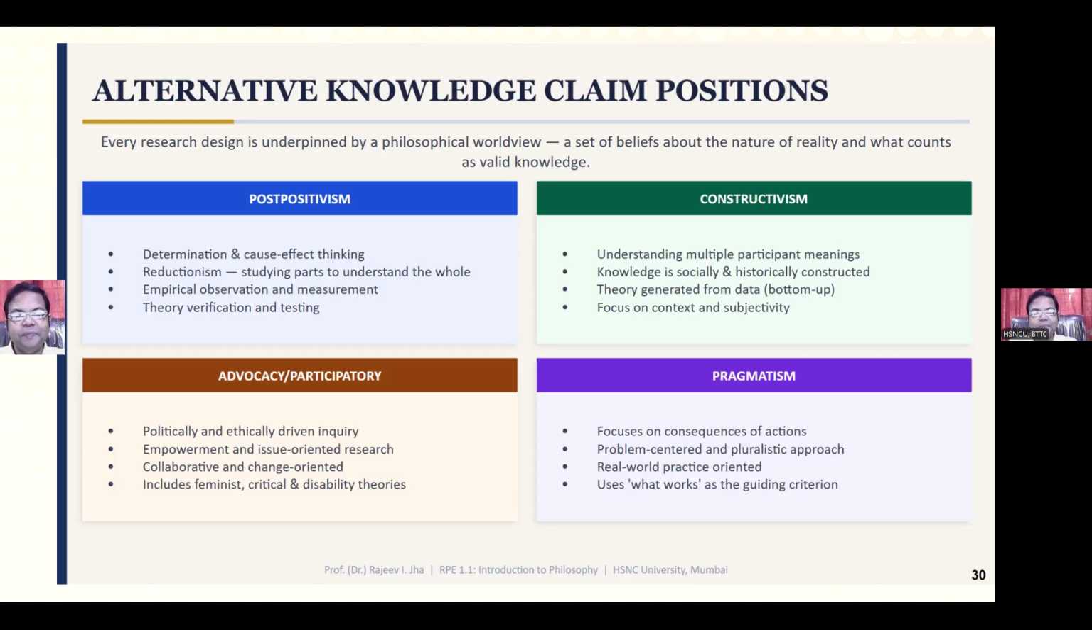Dear participants, which of these four worldviews most honestly describes your research position? And does your current methodology actually align with that worldview? Or is there a mismatch that needs to be addressed? It's a very important reflection, a question that you should think deeply about.